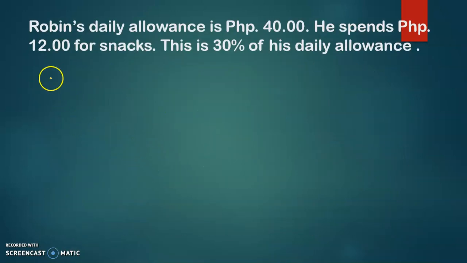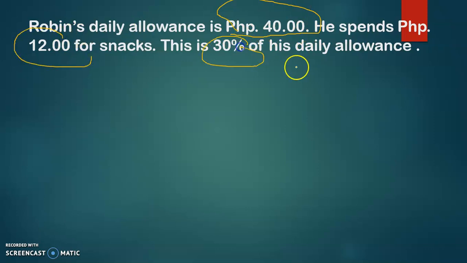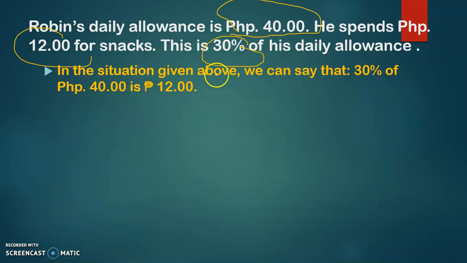Okay. Let us proceed. This example, Robin's daily allowance is 40 pesos. He spends 12 pesos for snacks and this is 30% of his daily allowance. Okay, let us analyze these numbers. Ano ba tong 40 na to? Ano tong 12 na to? Ano tong 30% na ito? So in this situation, we can say that 30% of 40 is 12. The 12 pesos is 30% of 40. Therefore we can say that 30% of 40 is 12.